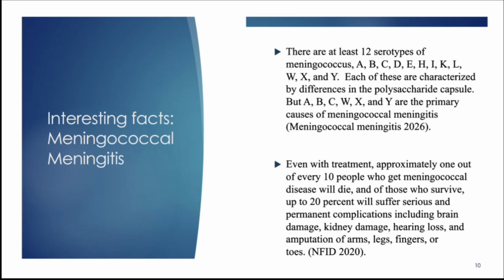Well, serotypes of meningococcus: A, B, C, D, H, I, K, L, W, X, and Y. Each of these are characterized by differences in the polysaccharide capsules, but A, B, C, W, X, and Y are primary causes of meningococcal meningitis. Even with treatments, approximately 1 out of every 10 people who get meningococcal meningitis will die.